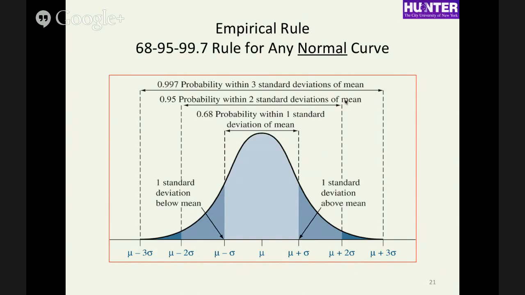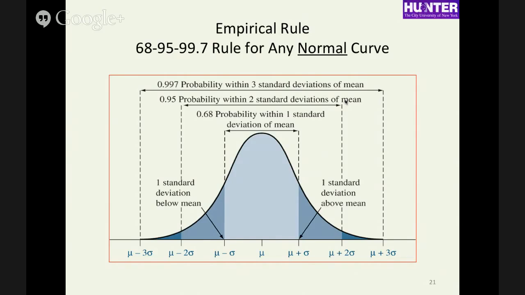You could get by without knowing the empirical rule at all, as long as you knew how to look up values in that table of the normal distribution. But all the empirical rule is, this 68, 95, 99.7 rule, is that between one standard deviation above and below the mean, the probability of a value in that interval is 68%. Between plus and minus 2 standard deviations, that's 95%, and plus and minus 3 standard deviations, that's 99.7.